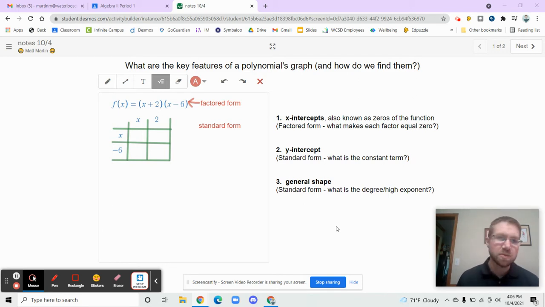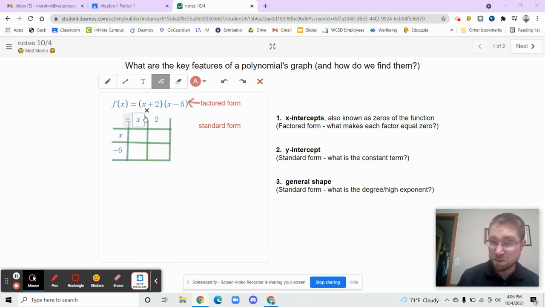So let's try it with an example. I have f of x equals x plus 2 times x minus 6. That's in factored form right now because it's got the two factors, the two things in parentheses, okay? Because I'm going to need it eventually, I'm going to go ahead and get standard form for this function. So let me multiply things out.